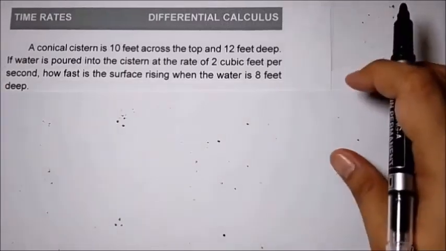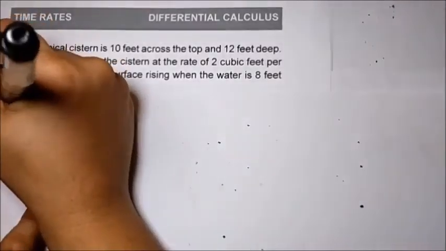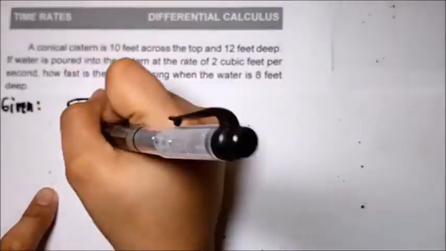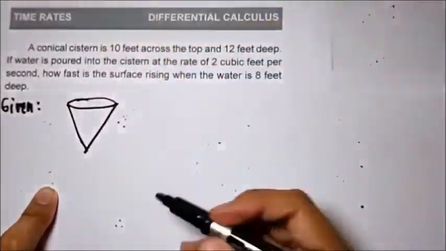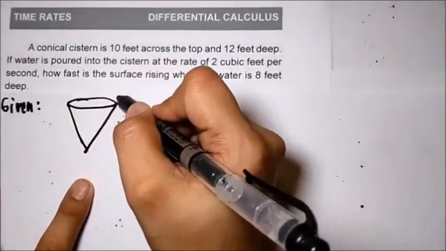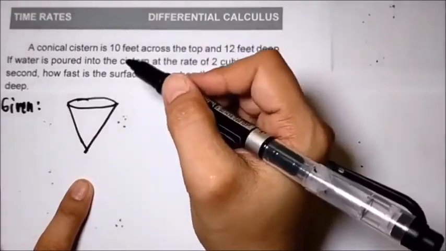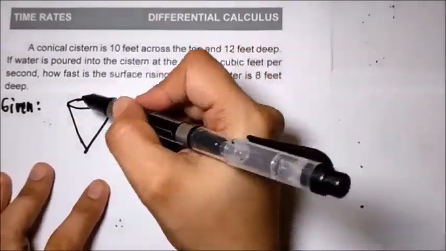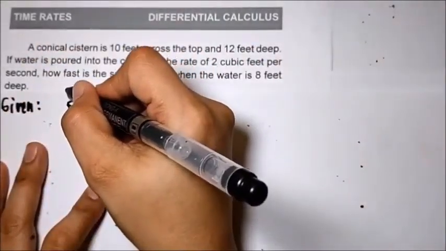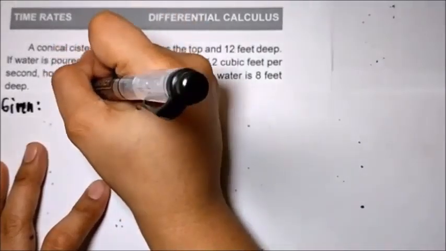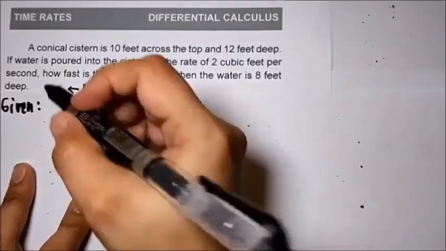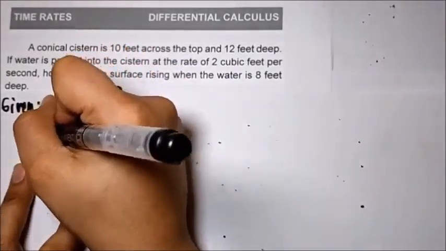Okay, so we have a cone. Let's draw the given cone, a conical cistern. It is given as 10 feet across the top, so the diameter of the cone is 10 feet, and the radius is 5 feet. Next, it is 12 feet deep, so the height of the cone is 12 feet.